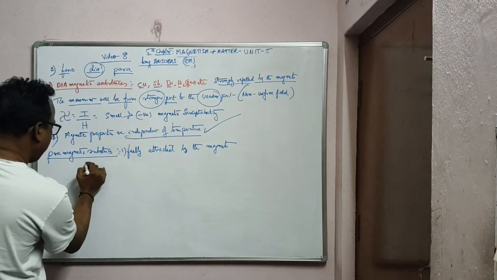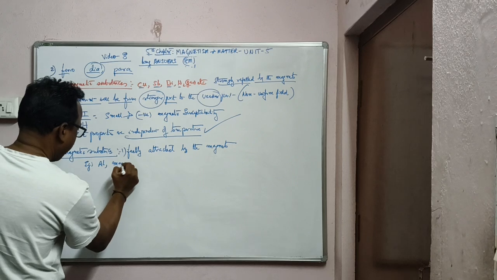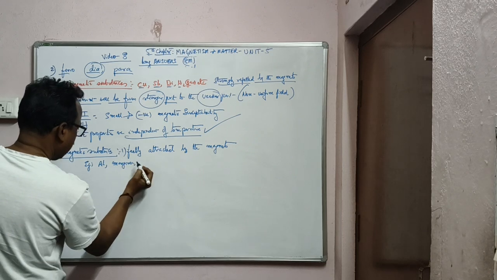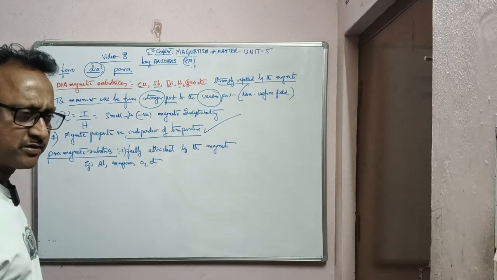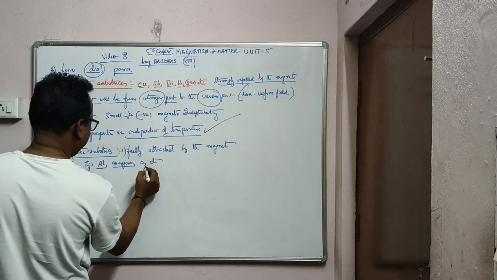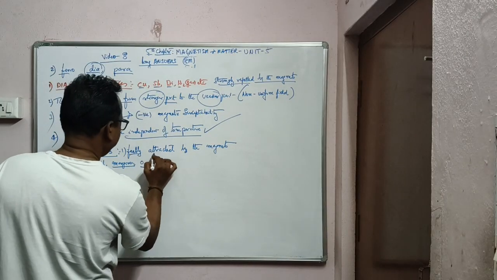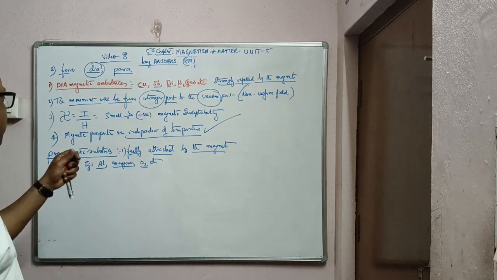And you can take the examples as aluminium, manganese, oxygen gas, etc. And if you want, you can take platinum and also magnesium. But these are the best examples: aluminium, manganese, oxygen gas, etc. These are feebly attracted by the magnets. That is the main thing.